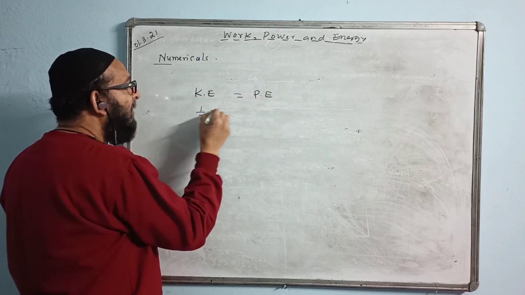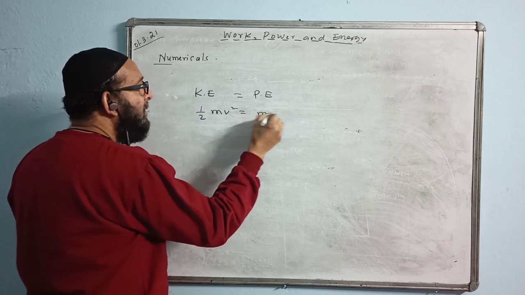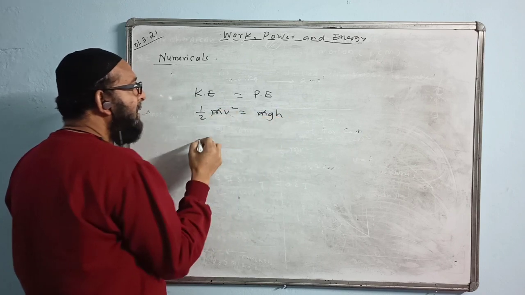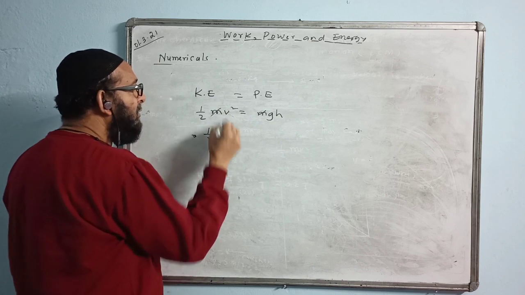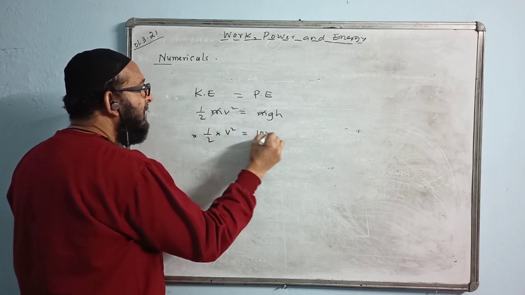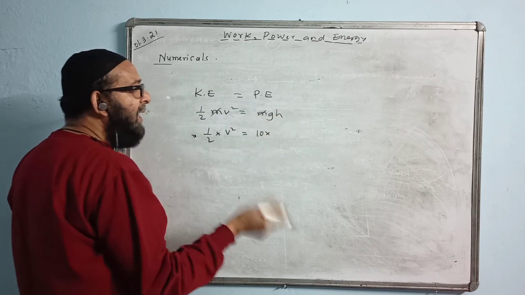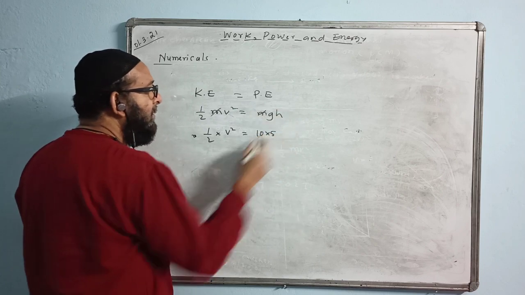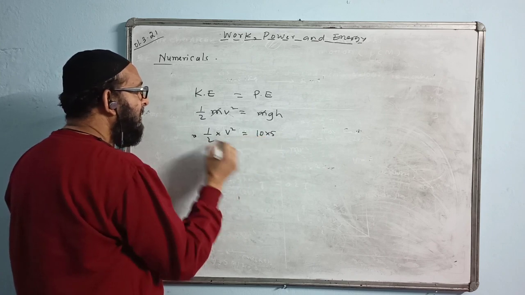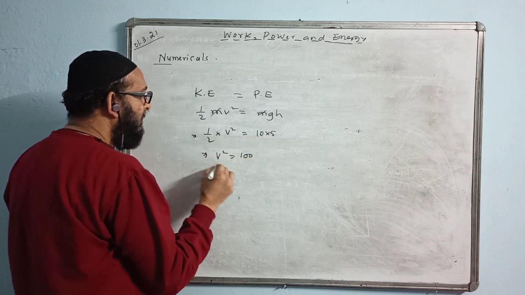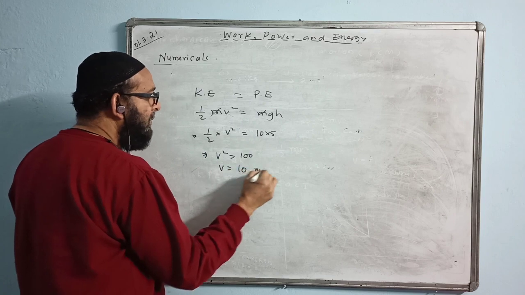Kinetic energy formula is half mv square. Potential energy formula is mgh. M will cancel, the mass of the man doesn't matter here. Velocity we have to find. G is 10. Suppose h is given, the height he has to take, suppose 5 meters. What is the value of v square coming here? 5 into 10 is 50, into 2 is 100. So the value of v square is 100. So v will come 10 meters per second.